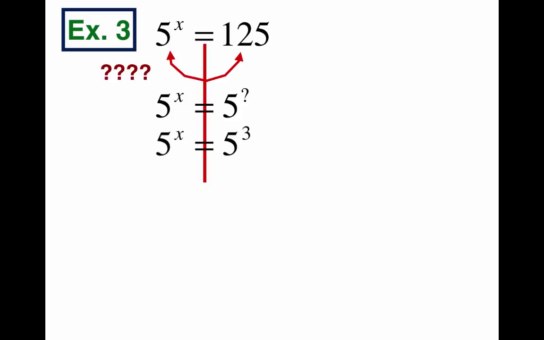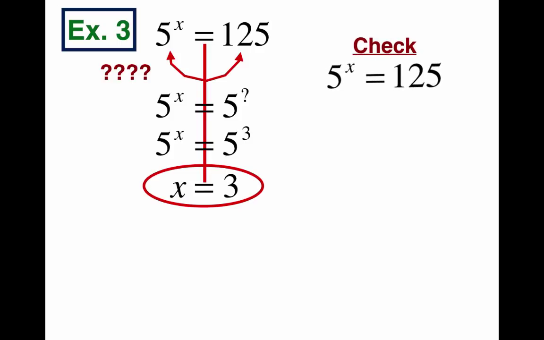125, isn't that the same as 5 to the 3rd power? 5 times 5 times 5. So I'm going to rewrite this problem so that it actually does have equal bases. Now I'm like, oh, this will be easy. That must mean x has to equal 3 so that the powers match up. Don't believe me? Well, let's check it.